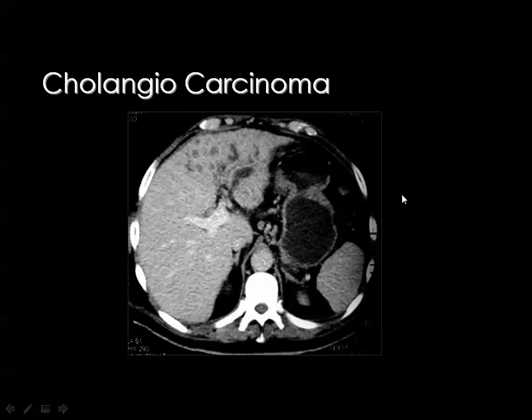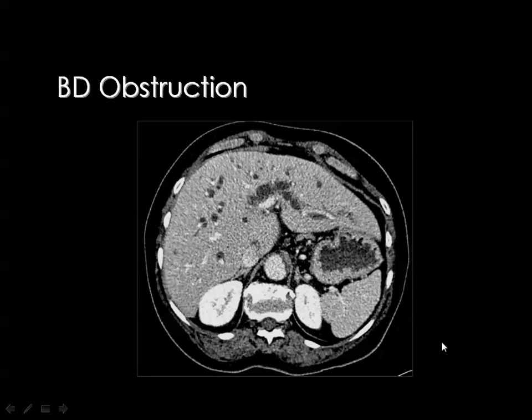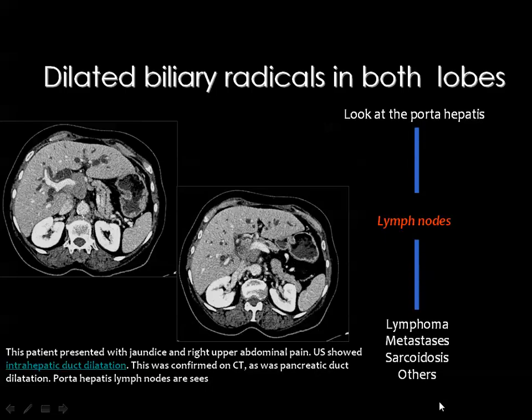Then if you see localized dilatation of the biliary radicals in a part of the liver, a segment or a lobe, then you assume that there is a stricture in the duct draining these dilated ducts, and the diagnosis here is the cholangiocarcinoma most likely. But if you see that the bile ducts are dilated throughout the liver, then what to do? If you see dilatation in the biliary radicals throughout both hepatic lobes, look at the porta hepatis.